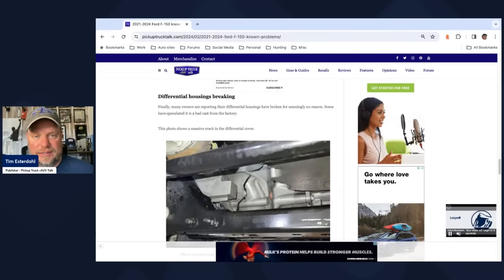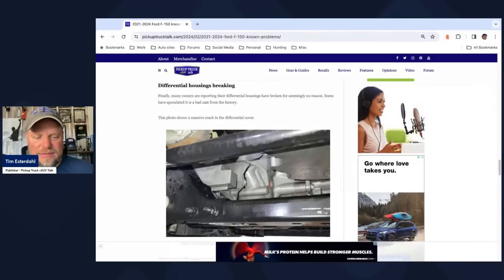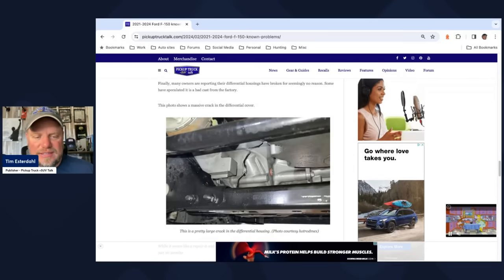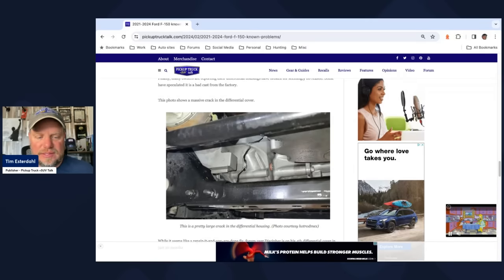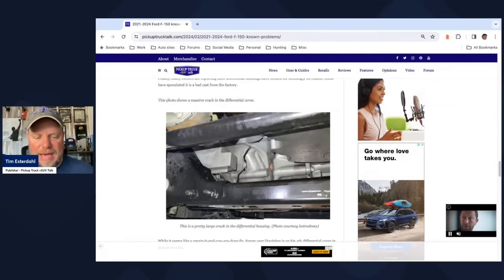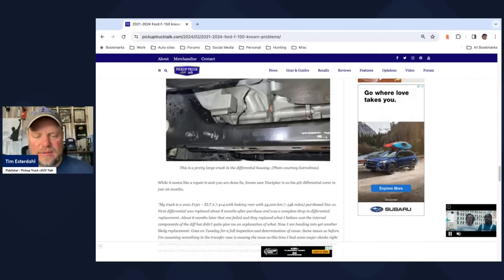Differential housings breaking. This is really scary. This is a photo that was posted on the forum. This is a cracked front differential, and you can just see the housing is cracked all the way through, just a solid crack in the casting. So they think it's a bad cast from the factory. A user, Decipher, is on his fourth differential cover in just 26 months.